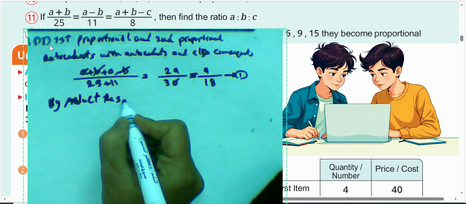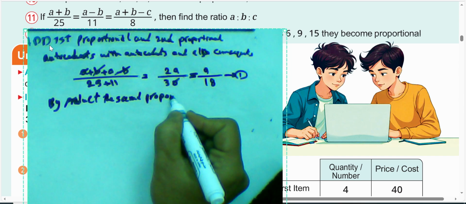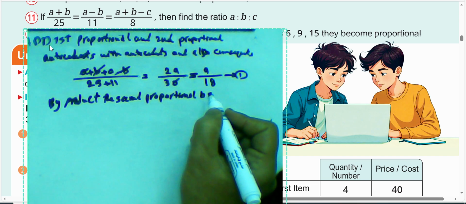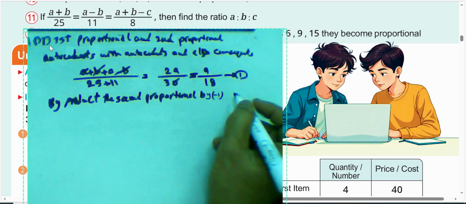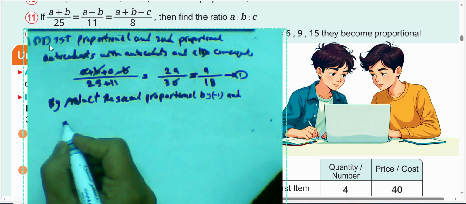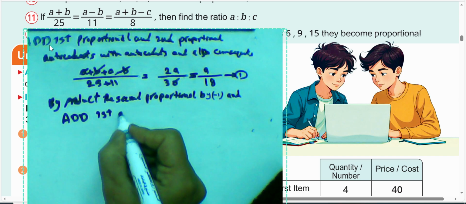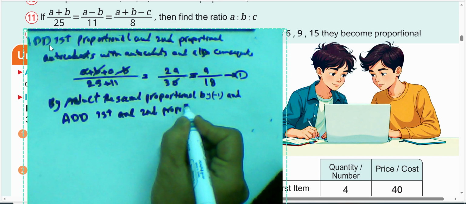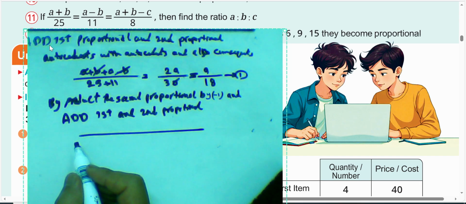by -1, and add the first and second proportional, antecedent with antecedent, and consequent with consequent.